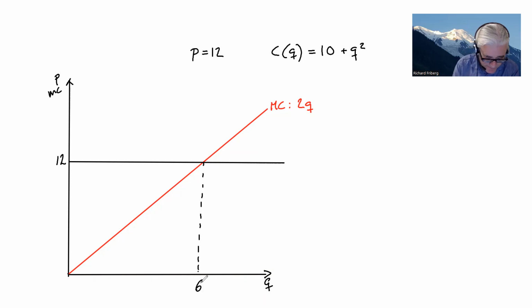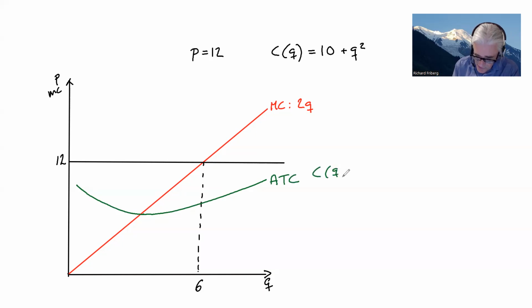We could further graph the average total cost curve as something like this. Okay, so that's C of Q over Q. And we could say, well, if there are positive profits evaluated at this quantity, we would have profits. So that was a case where profits were positive.